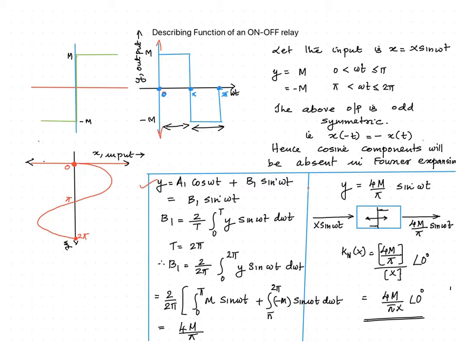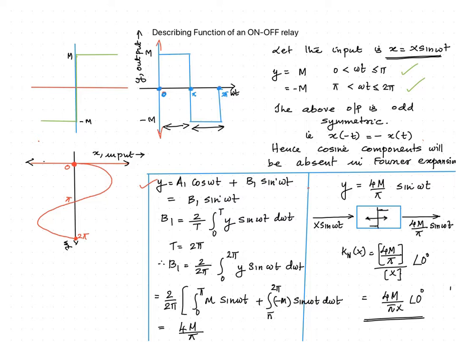It shows that the output switches between plus M and minus M for any input. Let us assume that the input is given by x equal to capital X sin omega t. Y is equal to capital M in the interval 0 less than omega t less than pi, and y is equal to minus M in the interval pi less than omega t less than or equal to 2 pi.